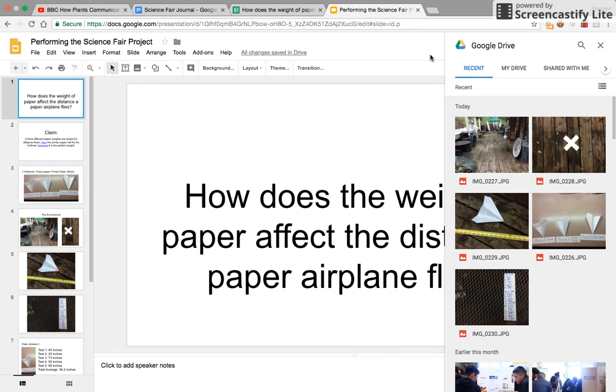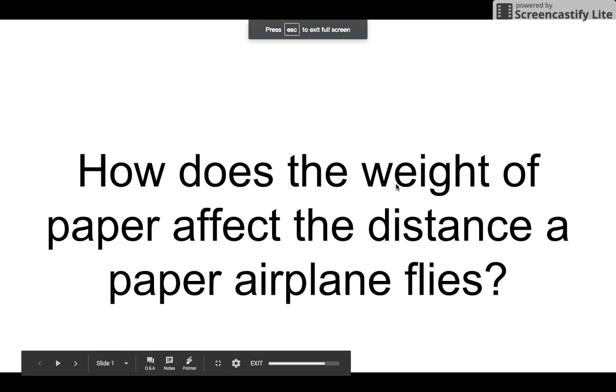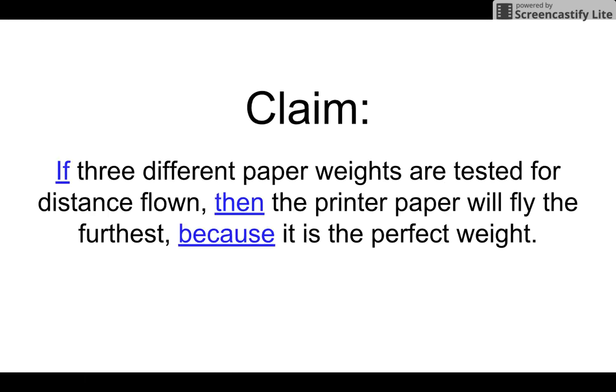First of all, if you remember my claim, which was, how does the weight of paper affect the distance a paper airplane flies? I used that to make my claim using the frame if, then, and because. And here's my claim. If three different paper weights are tested for distance flown, then the printer paper will fly the furthest because it is the perfect weight.